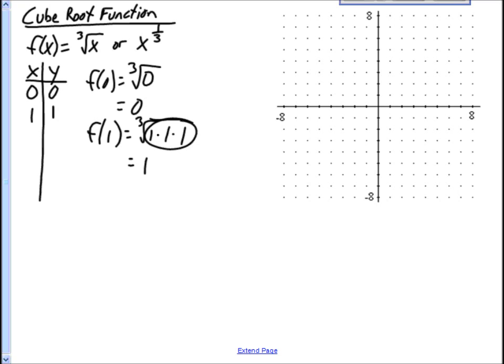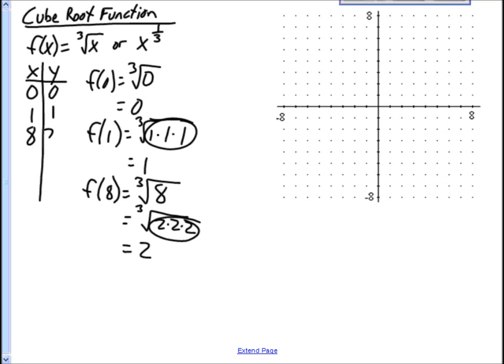What's the next nice one? 8. Isn't the third root of 8 2, right? So 8 would be your next one, you get 2. So 0, 0, 1, 1, 8, 2.